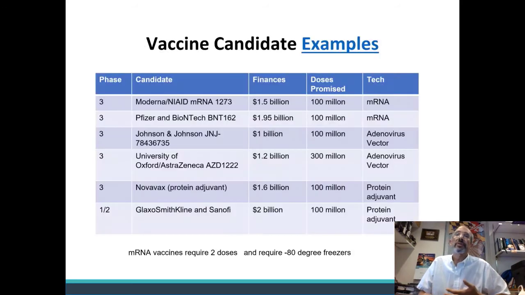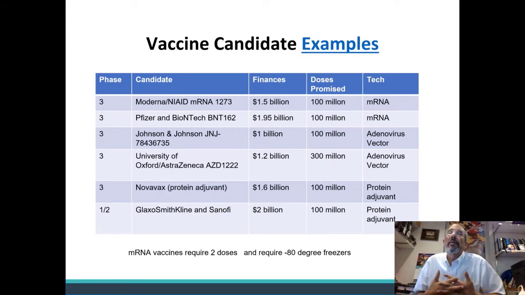I want to go through a little bit more about them, and if you have access to the PowerPoint version of these slides, the word examples is a hyperlink to a New York Times repository of up-to-the-minute information on vaccine candidates. So if you want to see the up-to-the-minute data on what's happening in the vaccine trials, please click on that hyperlink. In phase 3, we have the Moderna vaccine.